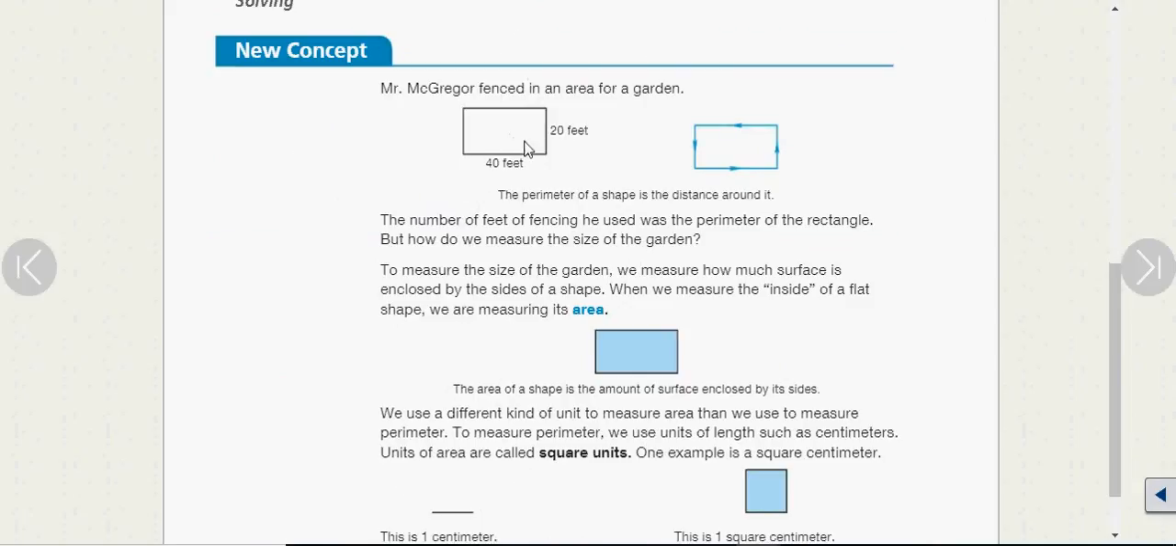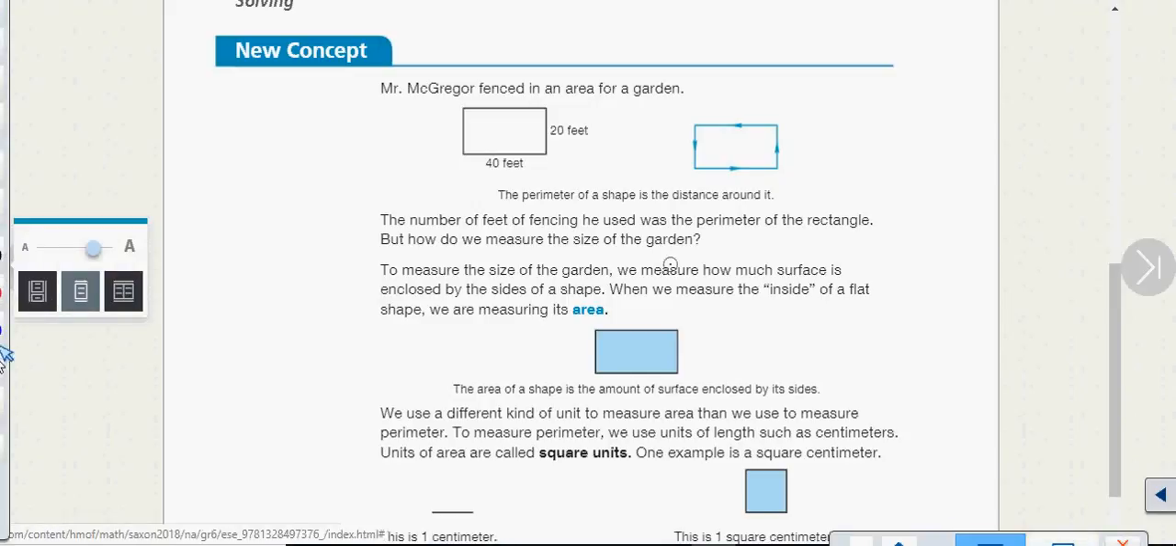Mr. McGregor has a garden. Let's imagine 20 feet into the distance, 40 feet across from where I am. Perimeter means distance around. So perimeter of this would be 100 feet if I'm thinking that correctly. But what if we wanted to talk about how much space is inside this garden?